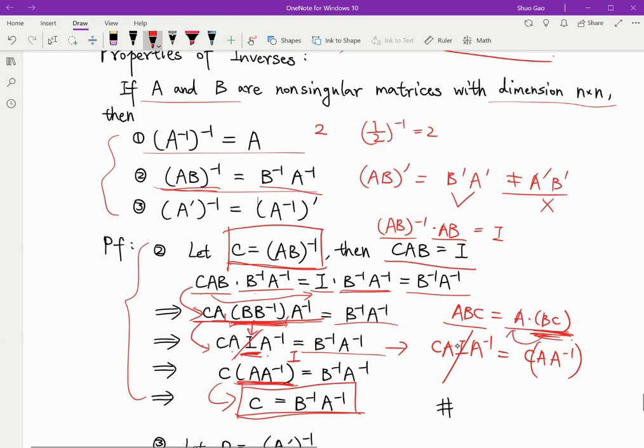Okay, the last one, A prime and then inverse should equal A inverse and then prime, right? Or the inverse of A transpose should equal the transpose of A inverse, right? You can interchange the two signs here. Okay, let's prove this.